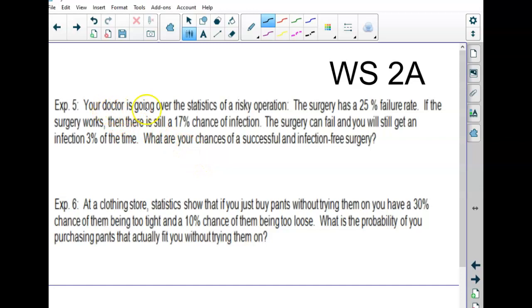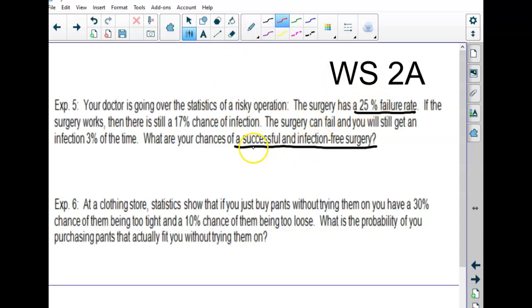This question says your doctor's going over the statistics of a risky operation. The surgery has a 25% failure rate. If the surgery works, then there's a 17% chance of infection. The surgery can fail and you can still get an infection 3% of the time. What are your chances of a successful and infection-free surgery? We have a lot of probabilities that we don't need, I think.